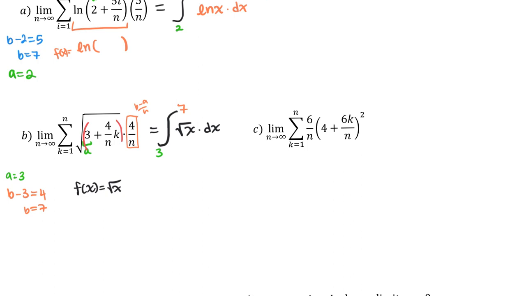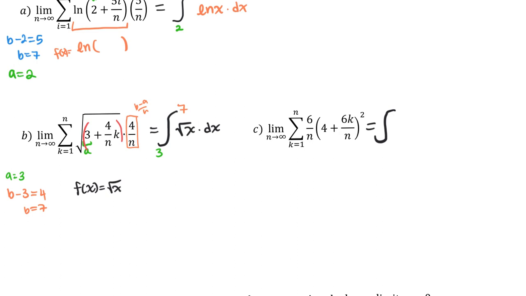Okay, let's try C now. So this is given in summation notation. I want to rewrite it in definite integral notation. Okay, so let me look at this. I see a 6 over n, so that's probably b minus a over n, and this is my quantity squared, some kind of function.